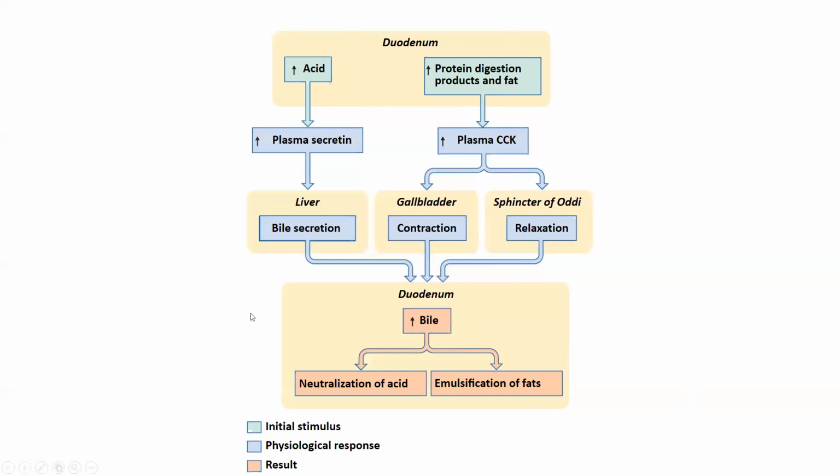Now, together, all these effects basically encourage the emulsification of fats in the presence of bile and the neutralization of acid with the presence of bicarbonate. So this is what I meant when I said that secretin and CCK have a very symbiotic relationship. They're working towards the same goal. They use different mechanisms, but their end goal is the same: to neutralize the acidity of the chyme that's coming from the stomach and to emulsify the fats that are coming in from the stomach as well.